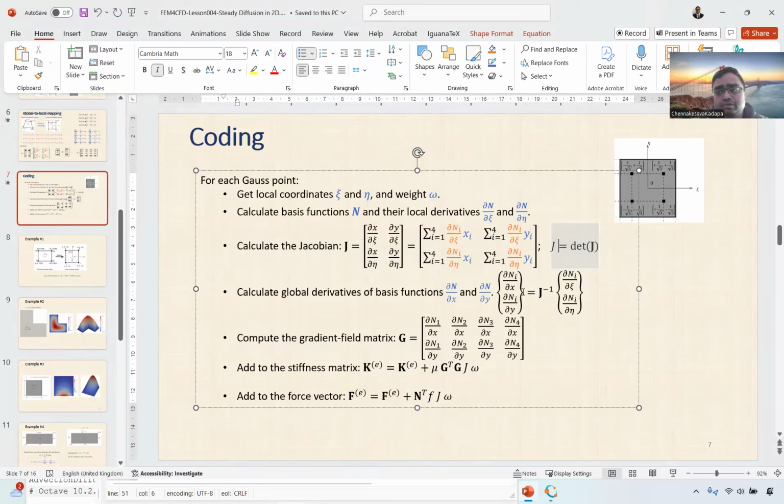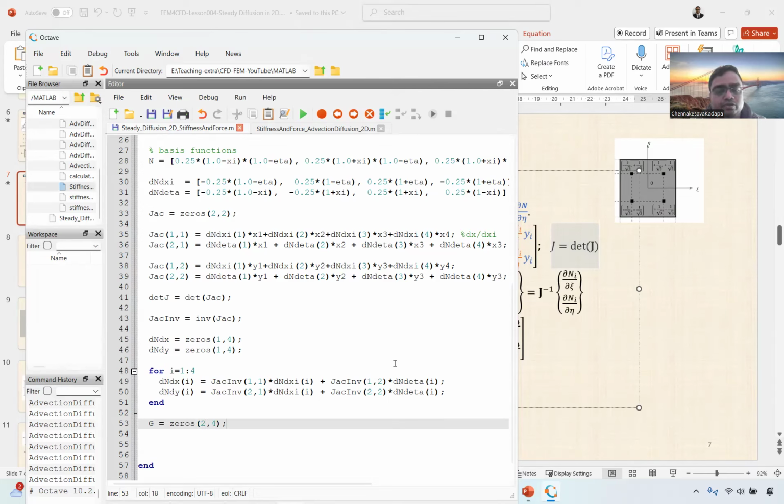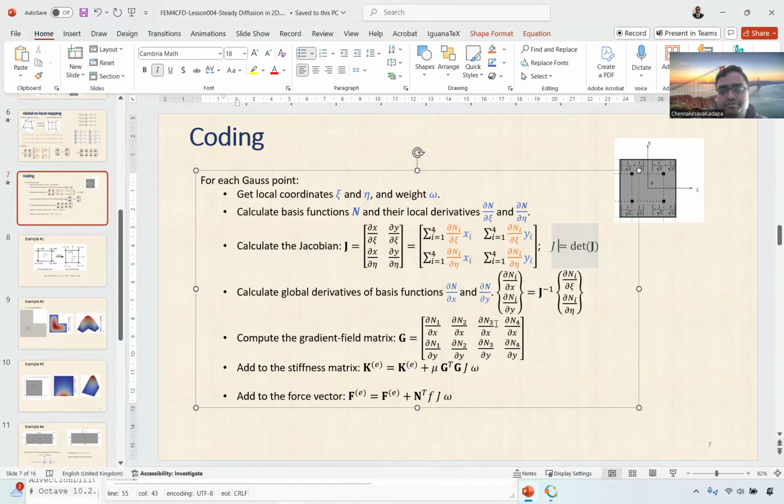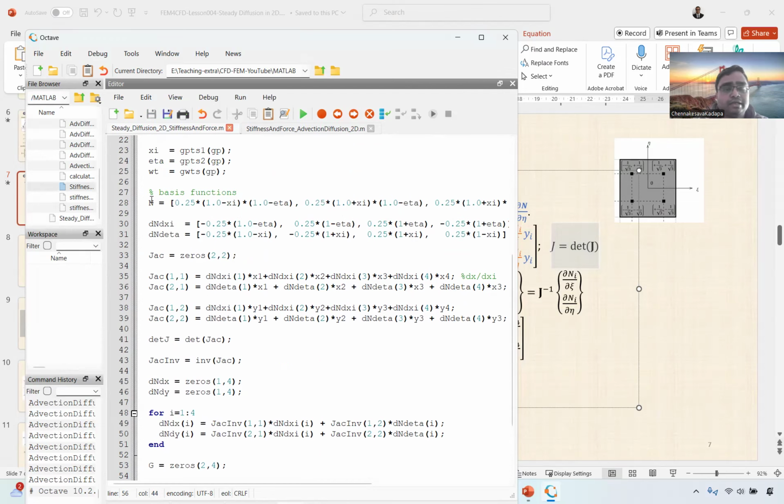Okay, now we have the derivatives here, and then we can create our G matrix. G is a 2 by 4 matrix, or we can create it directly. The first one is dN1 by dx, comma dN2 by dx, dN3 by dx, and dN4 by dx. This is our first row. And then our second row is in terms of dN by dy. Okay, that's our G matrix. We already have our N matrix.